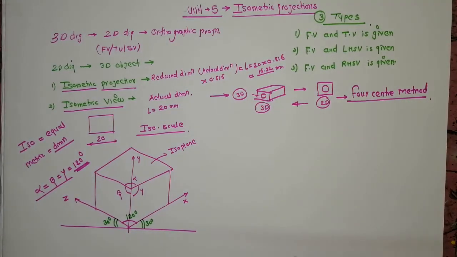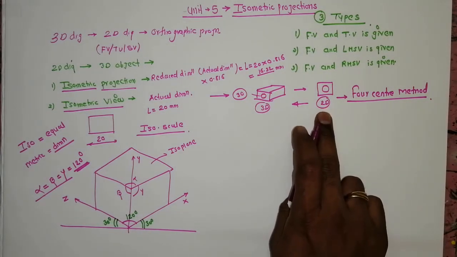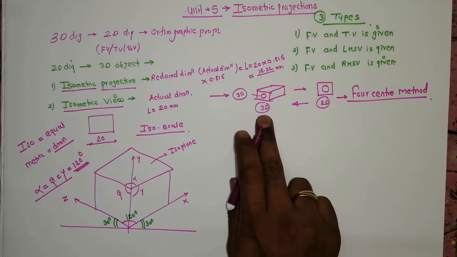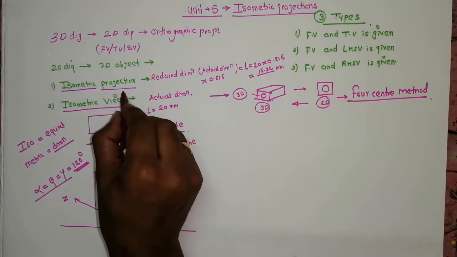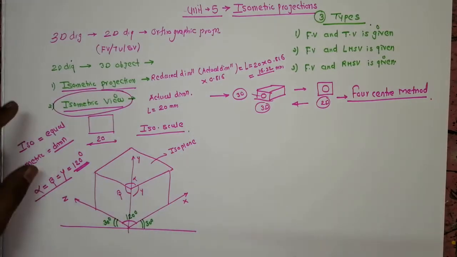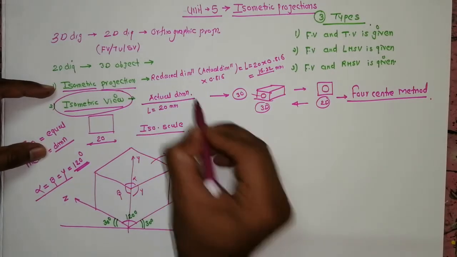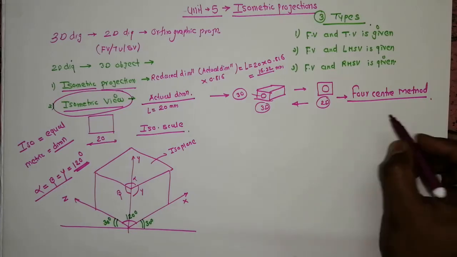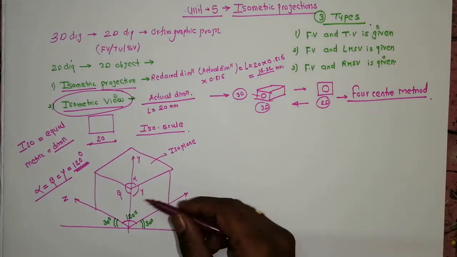Okay, so always the problem where the circle is given in two-dimensional drawings, either in front view, top view or side view, when you are drawing that in isometric view or isometric projections, we have to use the four center method. In our syllabus we will only concentrate on isometric view, because in the syllabus they have only given the isometric view. That means for all the problems we will take the actual dimensions. Okay, now we will concentrate on the four center method, how to draw the circles on the isometric plane.